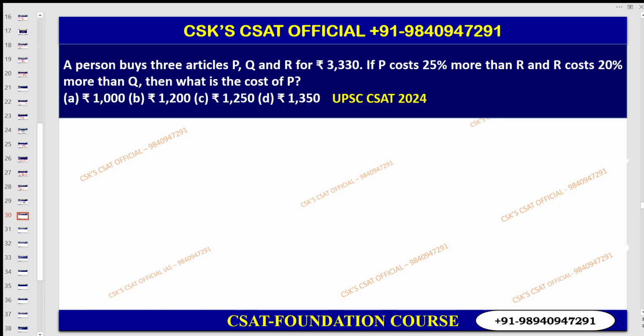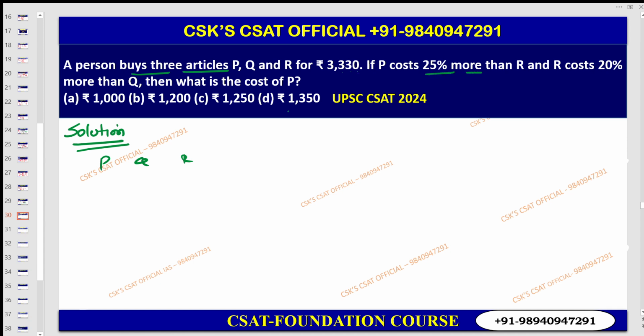See, the question looks very simple. One more question was also provided that we discussed in the last class, so an extension of that question only. This question: a person buys 3 articles, P, Q, R. Totally he is spending 3330.